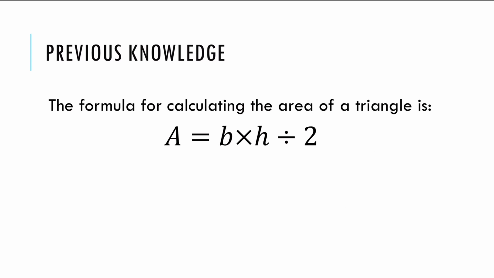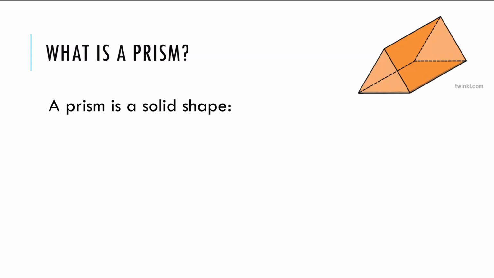Since we're looking at triangular prisms today, we will need to know the formula for calculating the area of a triangle, which is A equals base times height divided by 2. So let's look at what a prism is. So this here is an example of a triangular prism, but we have different types of prisms.